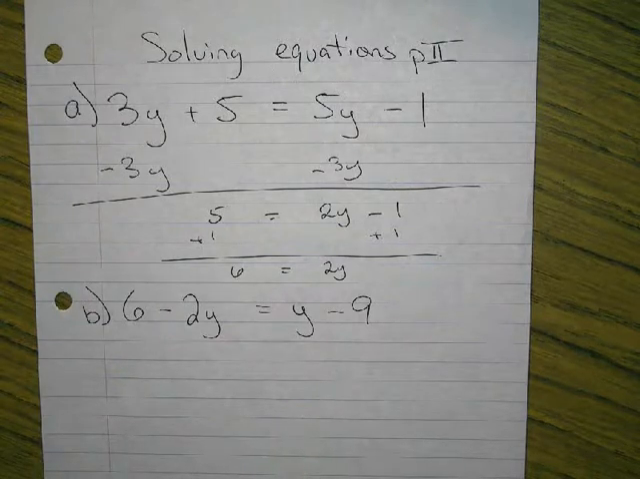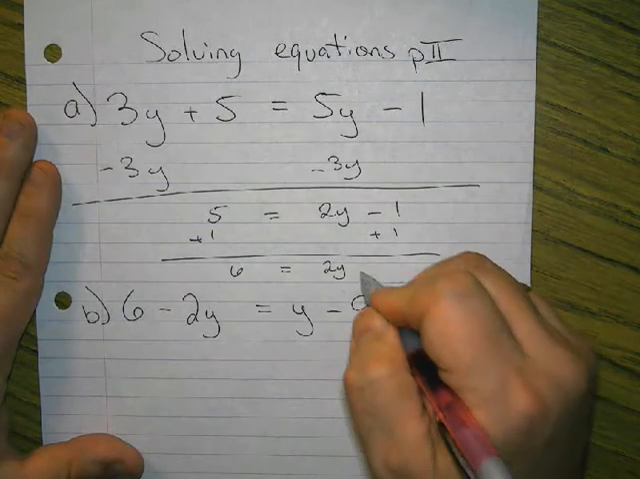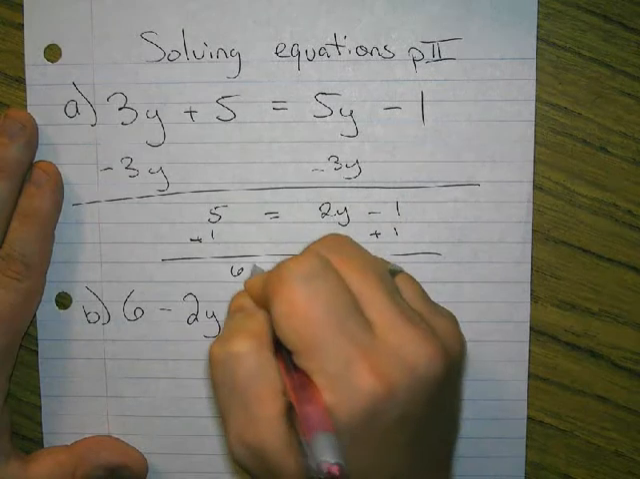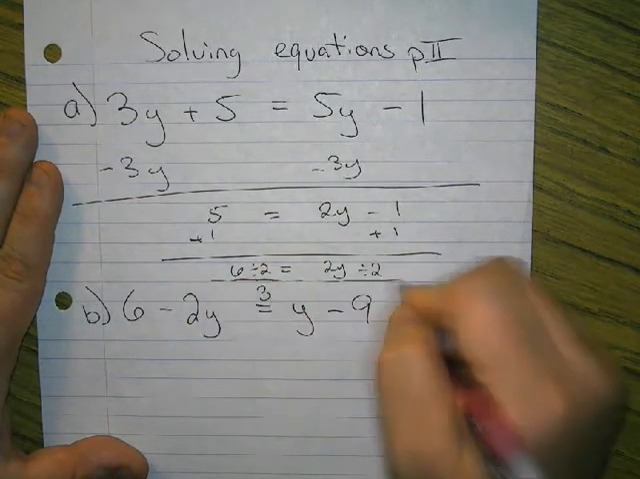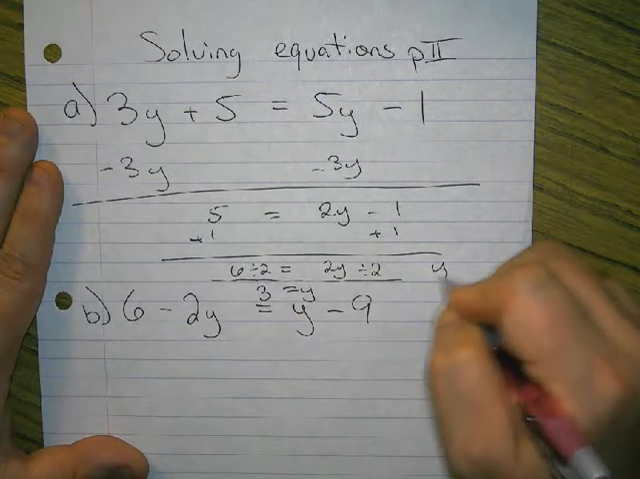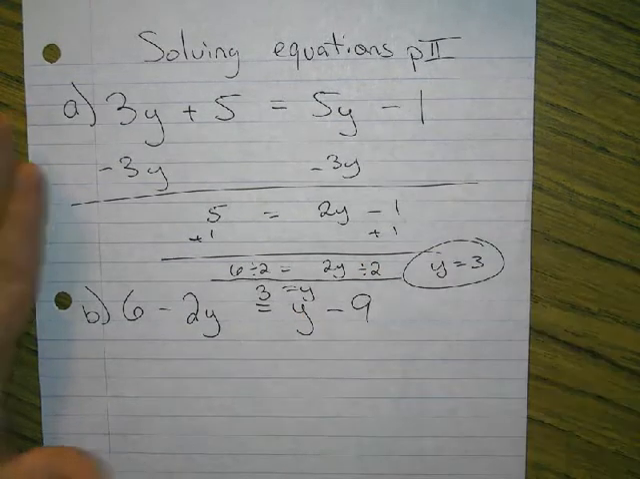But some people like to think of it as a division problem, even though it's the exact same thing. The opposite of multiplying by 2 is dividing by 2. And I'm going to do it that way. I'm going to divide both sides by 2. That leaves me with 3 equals y, or some people prefer to write it y equals 3.